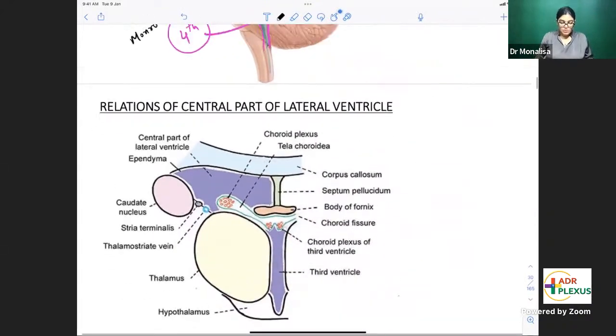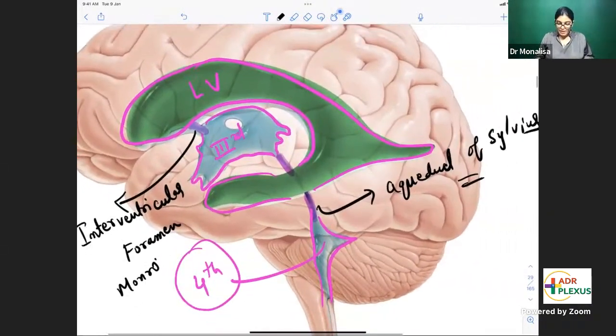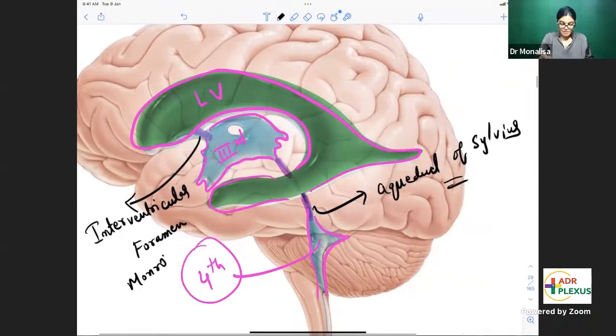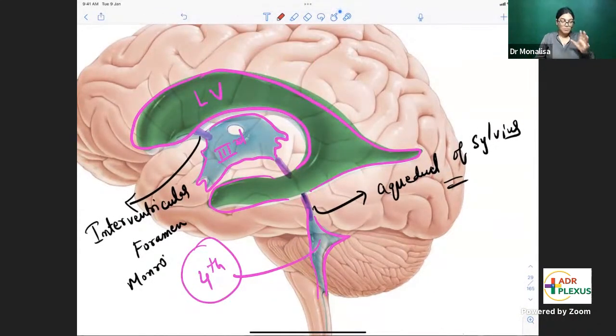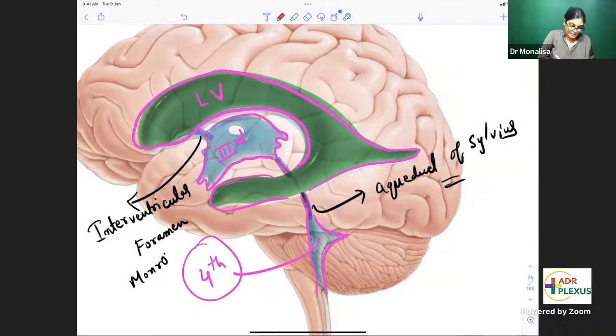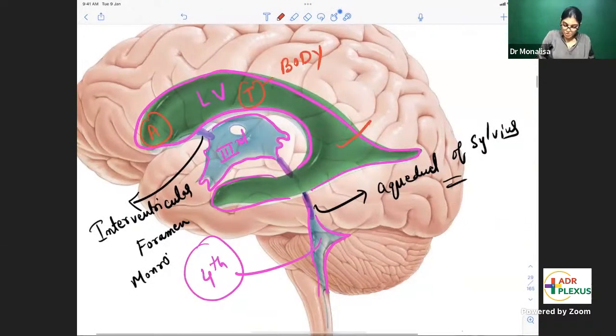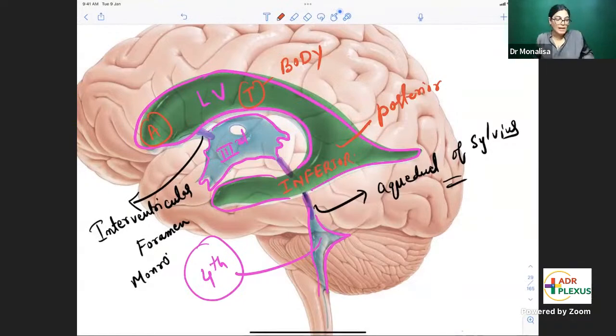Now, let's see what happens if I divide the whole lateral ventricle part. Here, this is A for the anterior horn, this is T for trunk or the body, this is the posterior horn, and this will be the inferior horn. It is important for us to know the relation of the different parts of the lateral ventricle.